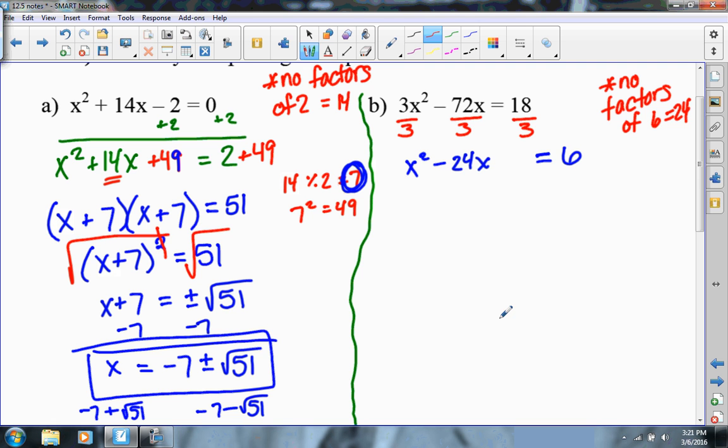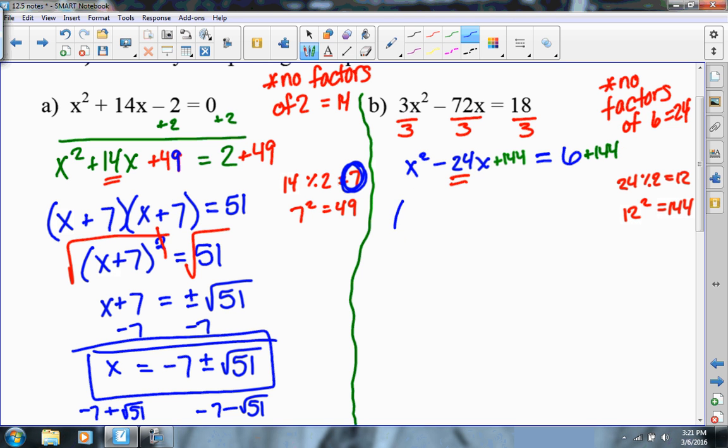Okay, so now I have to take half of this middle term, the 24. So 24 divided by 2 is 12, and then I have to square it. 12 squared is 144. So that 144 is the number that I'm going to add in so that I get a perfect square trinomial.